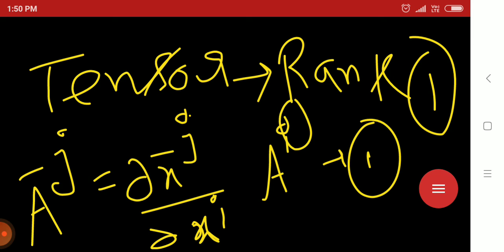Where you are getting free index 1, or free index 2, there you can get rank 2. But here, for each component, the index is 1. Here j is 1 component, a free index. So where you are getting the number of free indices as 1, that is a tensor of rank 1.